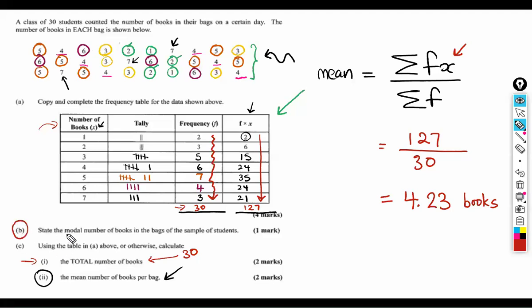For part B, what's the modal number of books? How do you find mode again? Mode is the one with the largest frequency. Which one has the largest frequency? 7 is the largest frequency. Look at your frequency column, and the largest value is 7. That 7 is associated with the 5. So 5 books is the modal number of books. 7 is not the answer. 7 is directing you to the answer, which is 5.